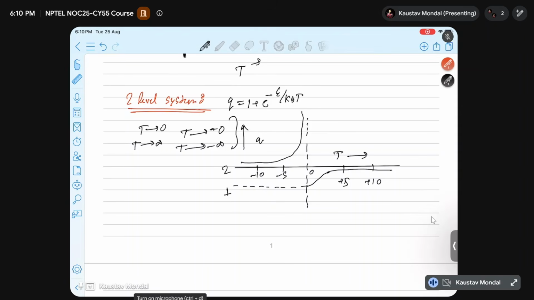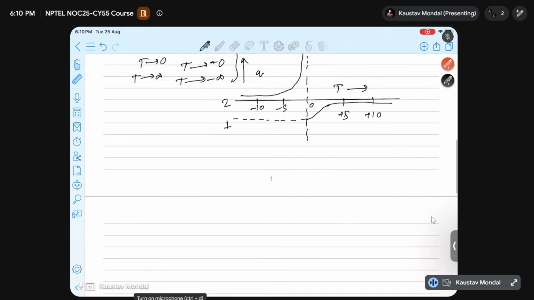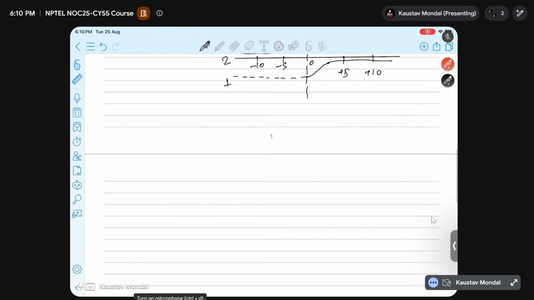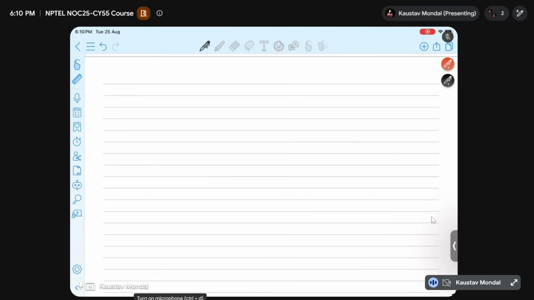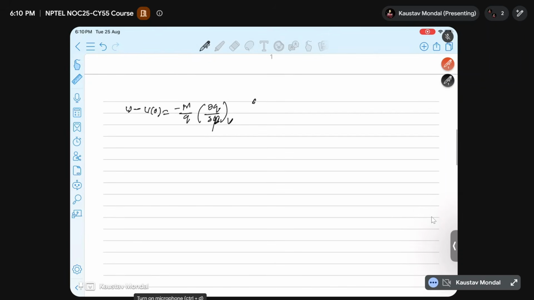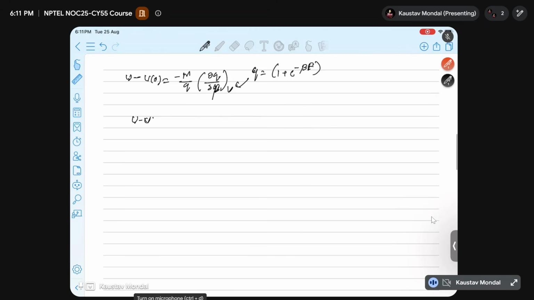And the next thing that I've calculated is the internal energy. So we previously knew the internal energy formula, right, from our previous discussion. That is U minus U0 is equal to N by Q minus N by Q del Q by del beta at constant volume. Okay. So for e to the minus beta E, if you calculate U minus U0, it will give you U minus U0 as N E divided by e to the power beta E plus 1.